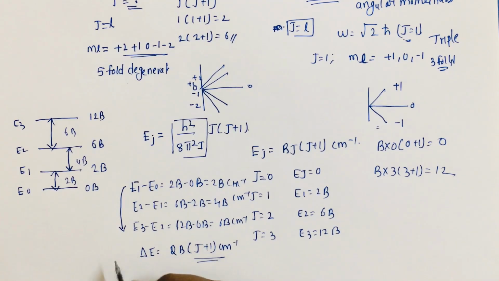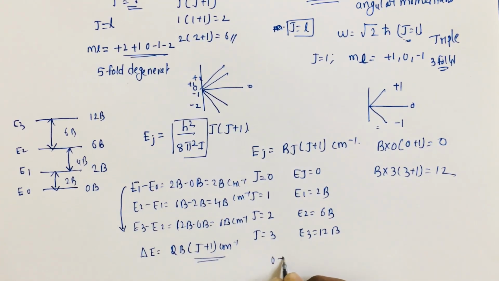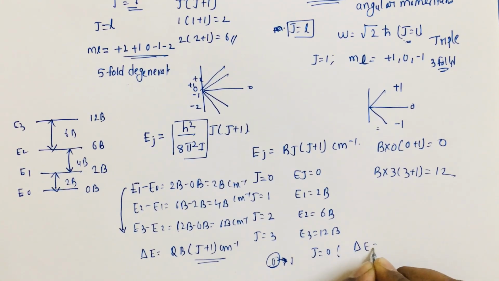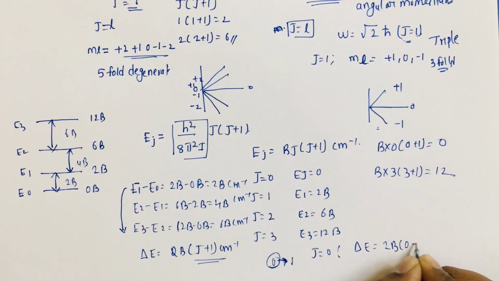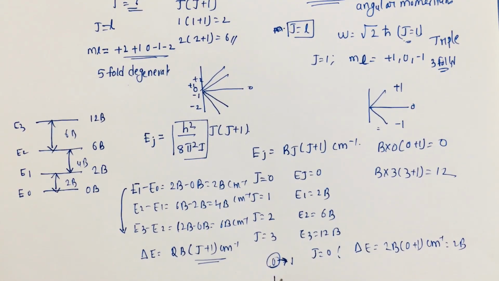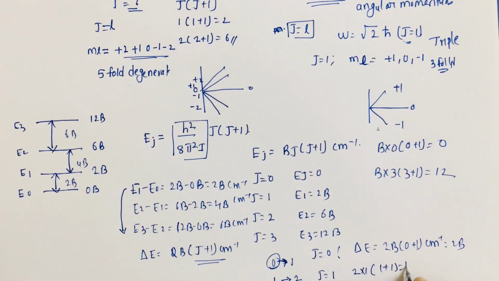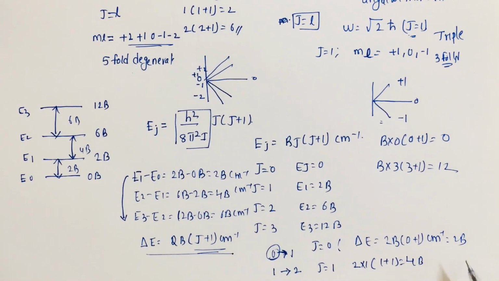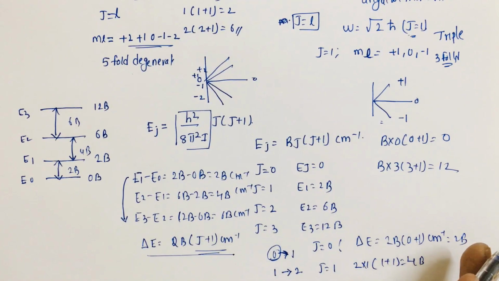So when you are calculating from 0 to 1, the J value is always the lower value. Okay, J will be 0 here. So now ΔE equals 2B(0 plus 1) cm⁻¹, this will be 2B. When we are going from 1 to 2, the J value is 1, that will be 2 into (1 plus 1), that equals 4B. So either you can use this formula and you will get the same values, or you can follow this way also, as you are comfortable.